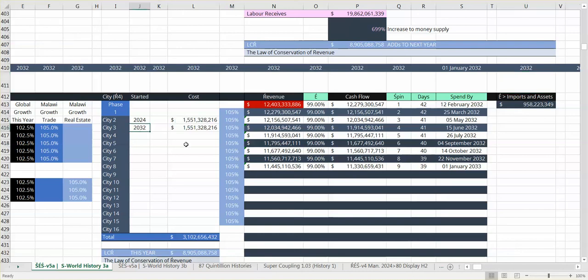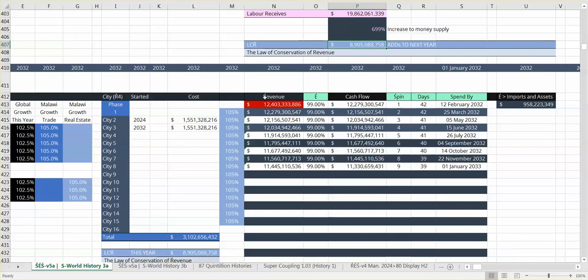And Angel City 3, we start the second of the outsourced cities. We're at spin 9. And E is now 99%. It has to be this high because of the amount of times we're spinning it. If that decreases, we start losing money each year. It's all about increasing the savings.